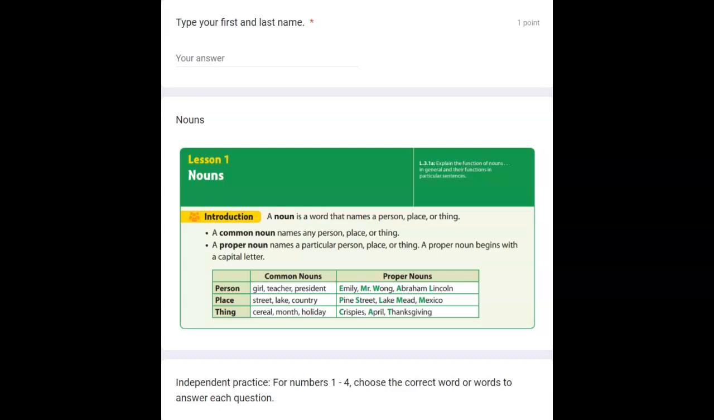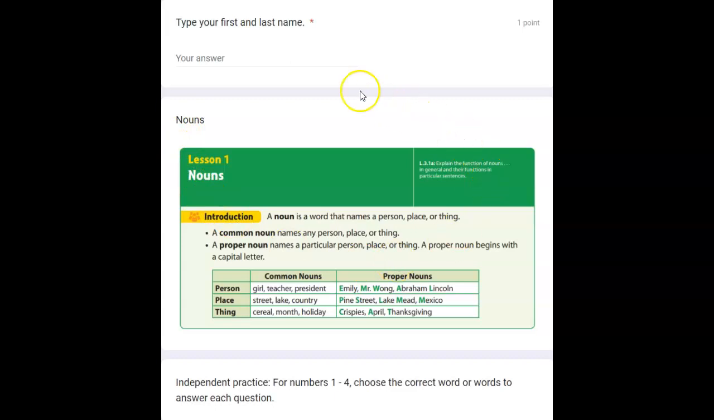This is called a Google form. When you go on your Google Classroom, when it's time for grammar, click on the grammar assignment. So you are going to type your first and last name. For example, if my first name is Anne, I'm going to write Anne, and my last name is Garcia. I will type Anne Garcia, first and last name.